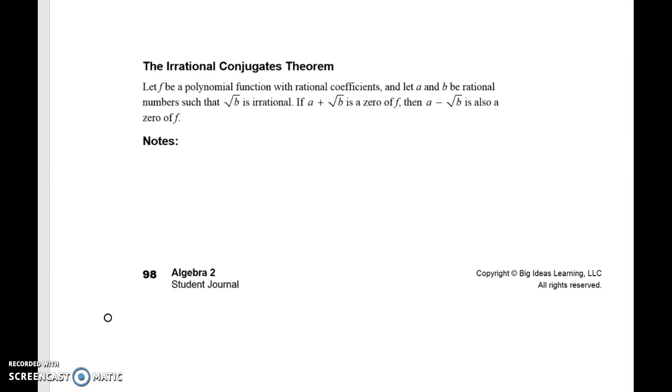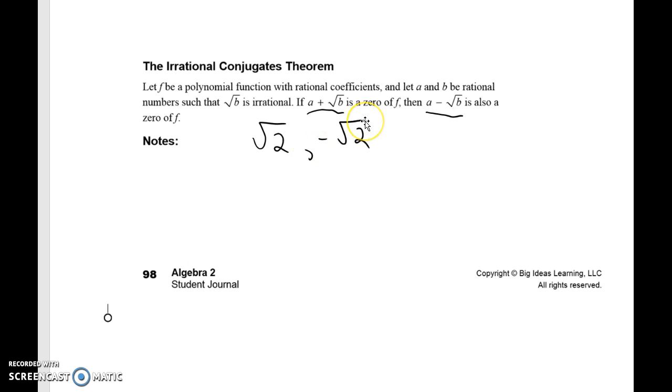In the last section of 4.5, we're going to look at the irrational conjugates theorem. It basically says if you have a radical, you're going to have both the positive and the negative radical as zeros. They always come in pairs. So if you have a zero of a plus radical b, you will also have a zero of a minus radical b. Or if you have a zero of radical 2, you will also have a zero of negative radical 2.